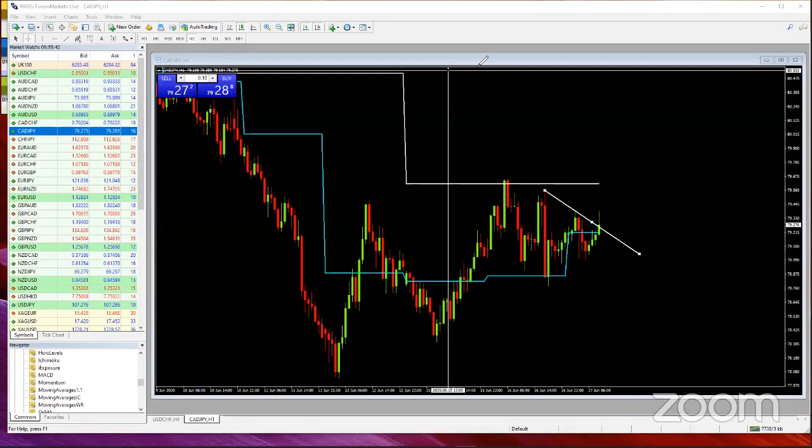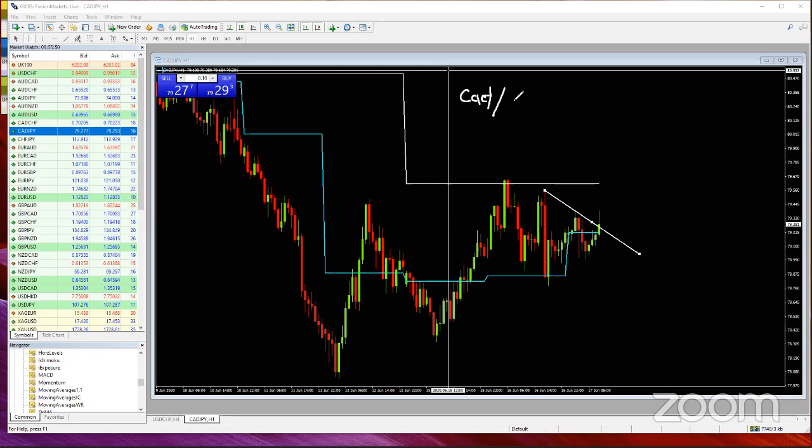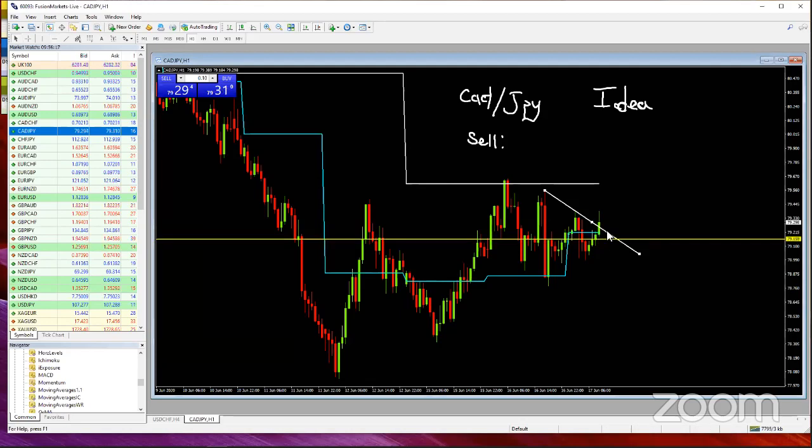Right, so we are looking at CAD yen, and yesterday I quite liked the CAD Swissy, and I still do, but the CAD yen looks just slightly better. It's just an idea at the minute. And it is for a sell. The price that I'm looking at is down at this low here. Looks like 79.15. Stops will be at the high.